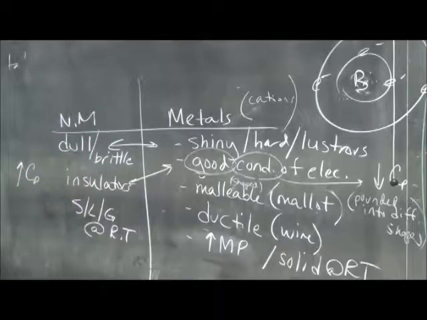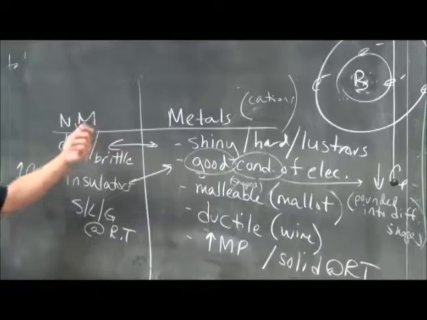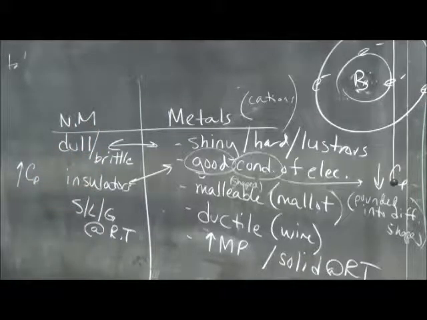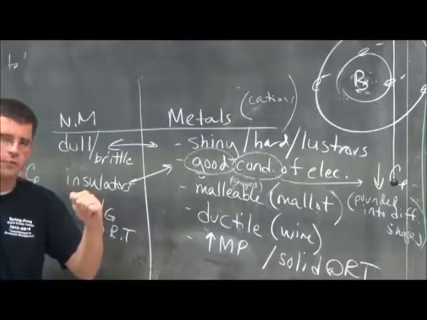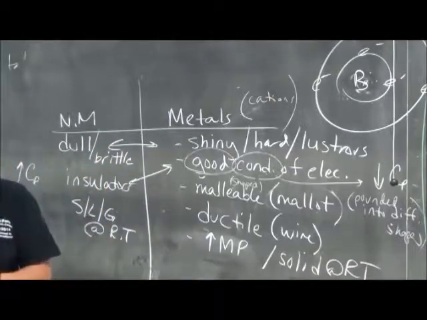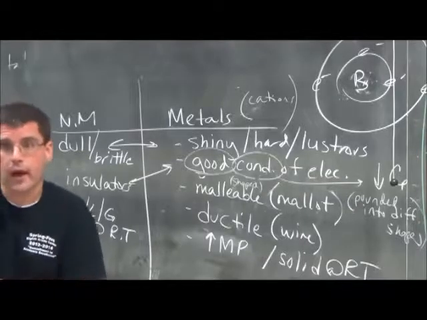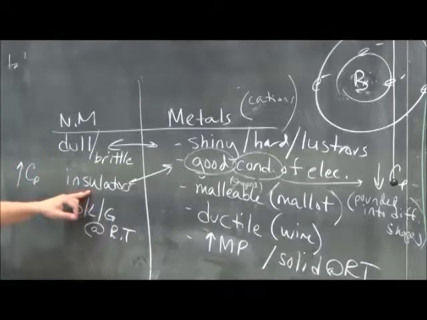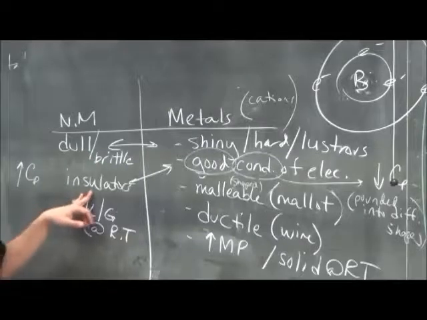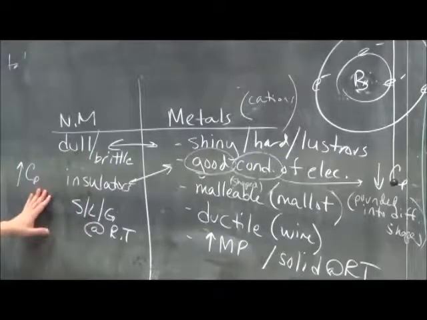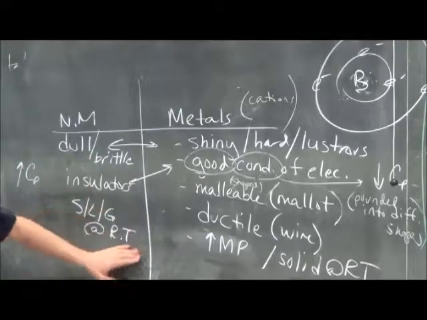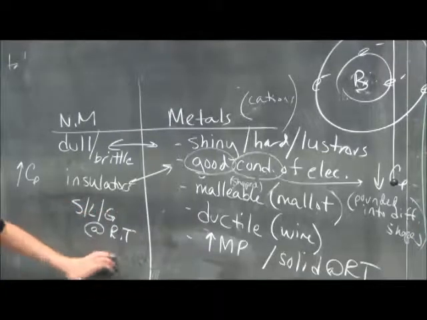Nonmetals tend to be the opposite. Metals are shiny, hard, lustrous. Nonmetals, dull and brittle. Brittle means break easily. Metals, good conductors of heat and electricity. Low specific heat, don't need much heat to heat up, don't need much heat to cool down. These guys take forever to heat up and take forever to cool down, higher specific heat. And they can also be found as solids, liquids, or gases at room temperature.